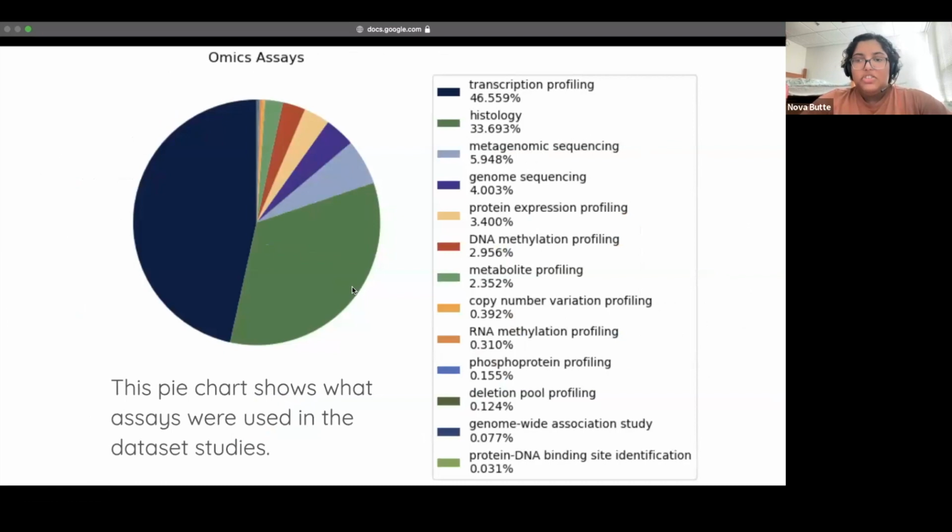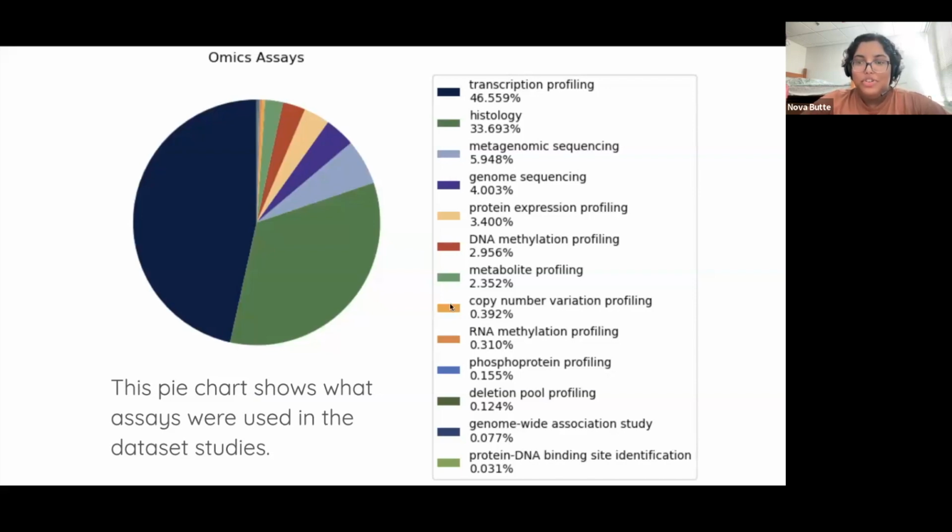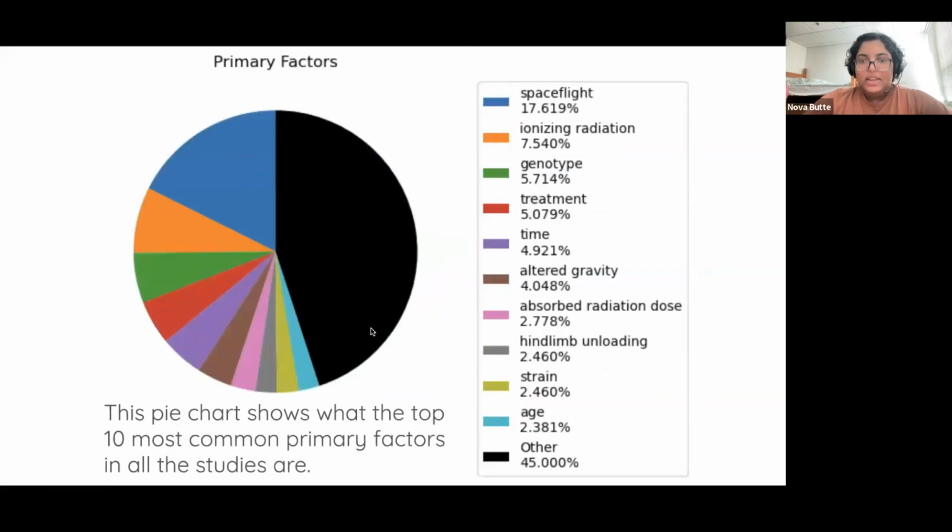The fourth pie chart shows which assays were most often used in the studies. This pie chart only shows the omics assays. Since histology isn't technically an omics assay, it might not be supposed to be included in this graph, which is something I have to look into still. And then the fifth one shows the main primary factors that the studies were looking at. So unsurprisingly, spaceflight is the most common primary factor for these studies. And as you can see, other in this graph is a big category, about 45%.